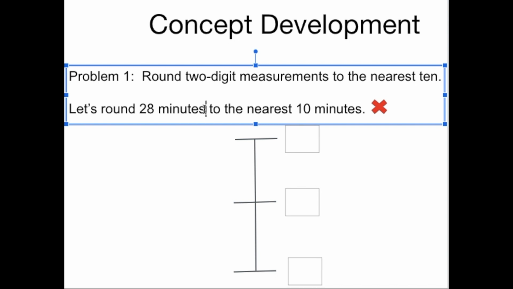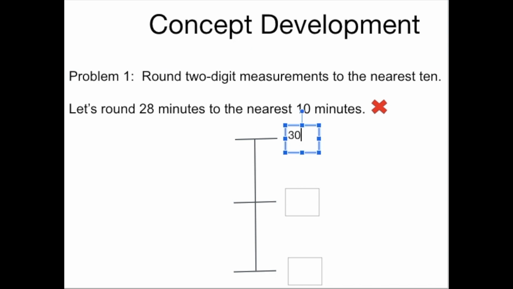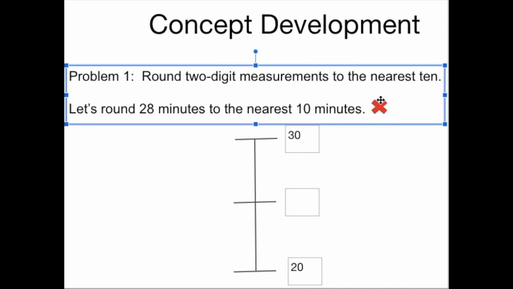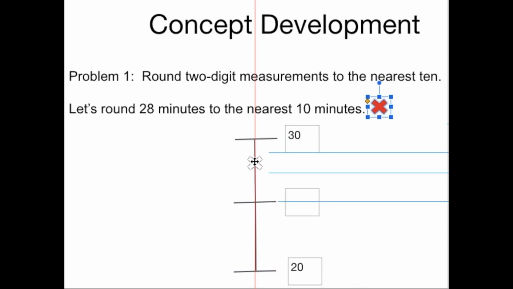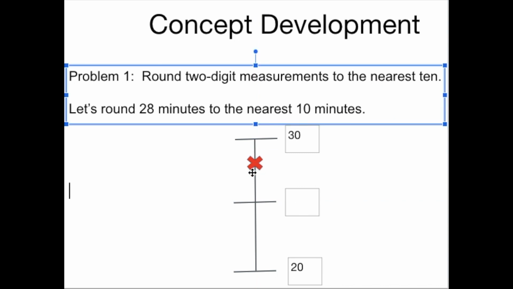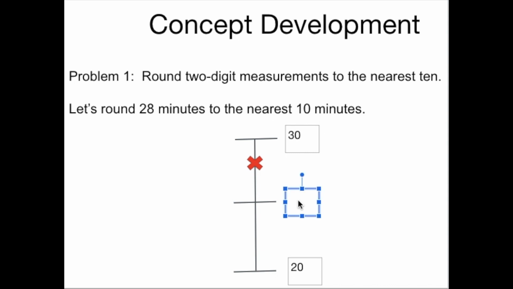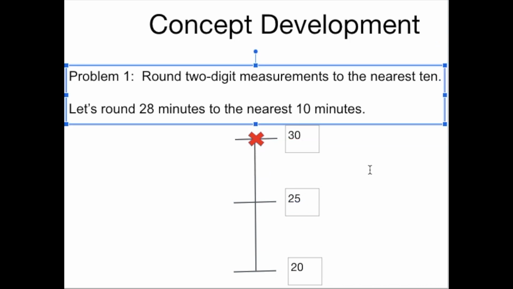Well, 28 minutes, I know, is in between 30 minutes and 20 minutes. Now it's not asking me to find the halfway point here. It's just asking me to round 28 minutes to the nearest 10 minutes. Well, if I had to place 28 on this number line, I would say it would go about here because it's only 2 minutes away from 30 minutes. With that being said, this X has gone past the halfway point, 25 being the halfway point. With that being said, 28 minutes would in fact round to 30 minutes.